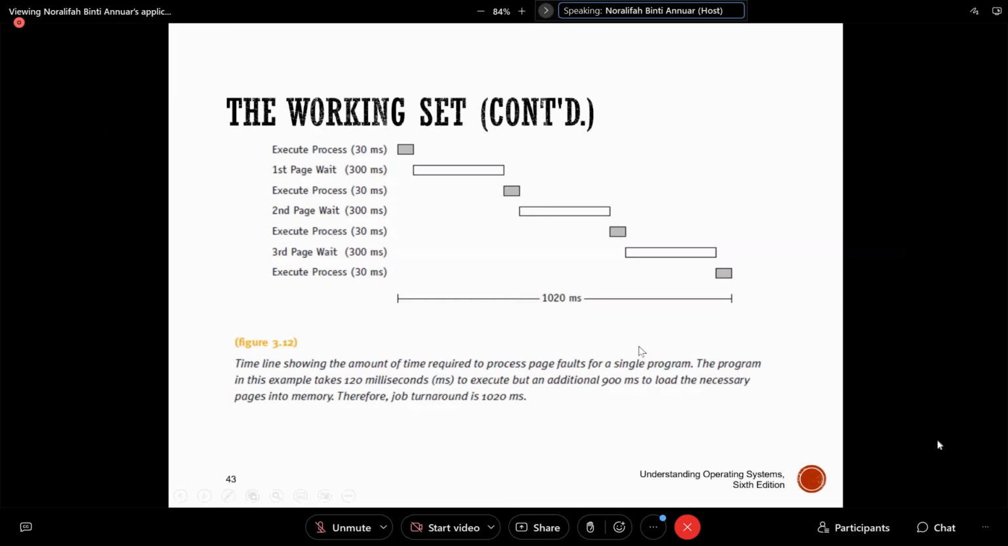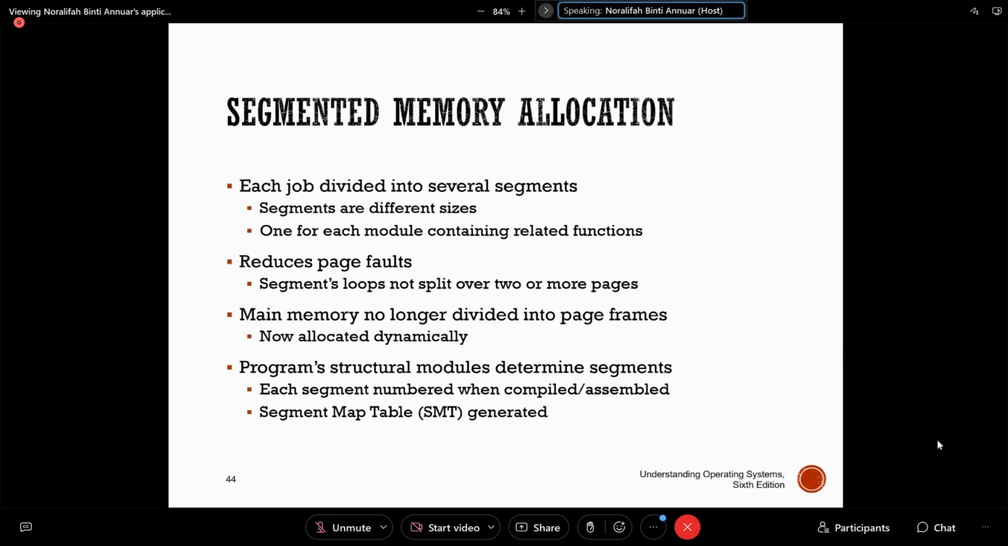Tak apalah. Sekejap. And then the point is additional time to load the necessary page. What example is this? Oh, okay. Oh, this is the working set example. They show you what is the turnaround time. Okay, need to process the whole thing. So from the beginning is 30 seconds. It's a timeline saja lah. Ini tak ada apa lah. Oh, ini segmented. Saya dah explain what is segmentation.